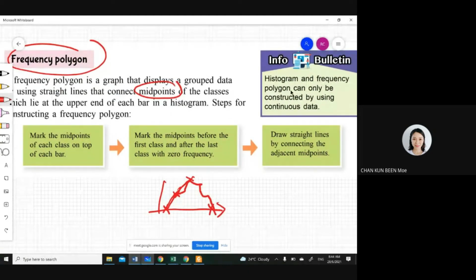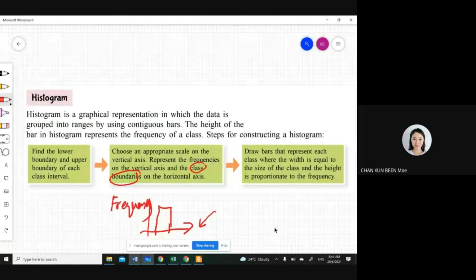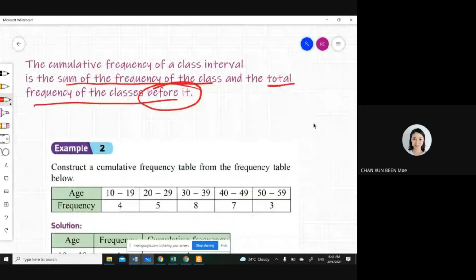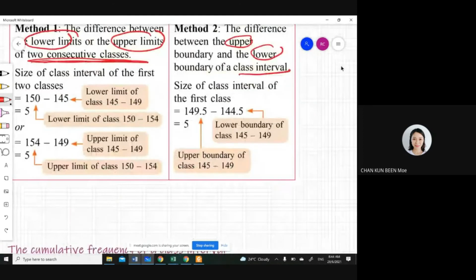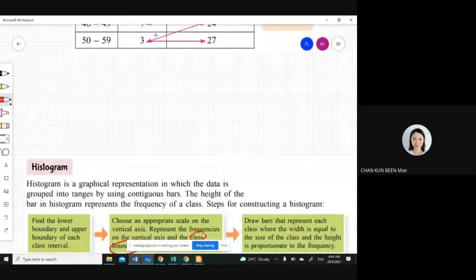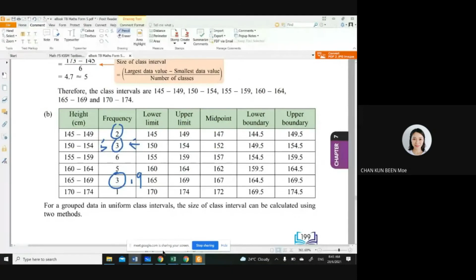Histogram and frequency polygon can only be constructed by using continuous data. What does it mean over here? For example, the data that we have earlier is about height, right? Continuous data means that the data must be non-stop, continuous. I need to show you the number. We go back to this one. Okay, this one. Continuous data means the data is continuous.